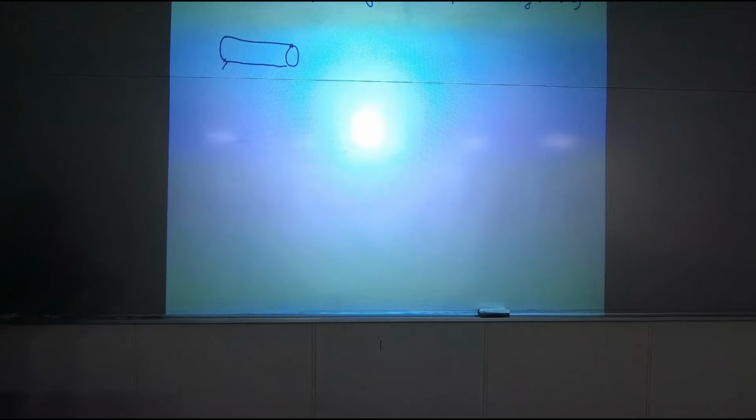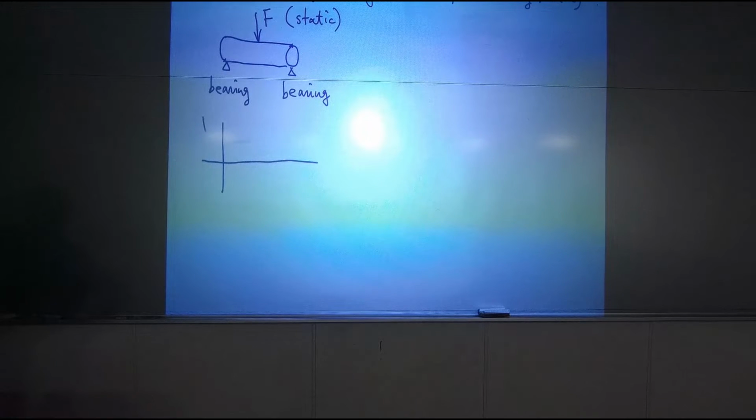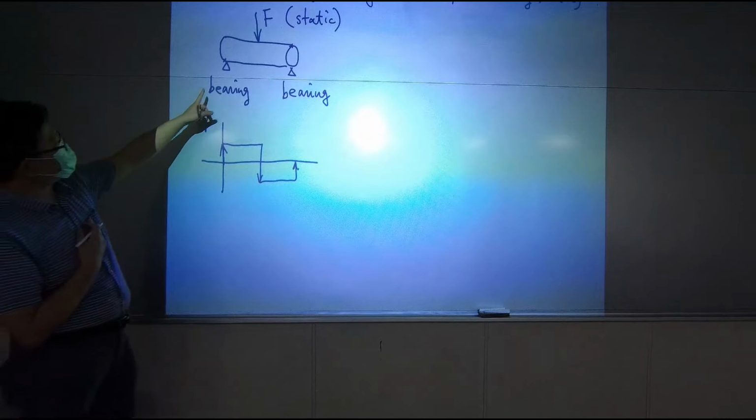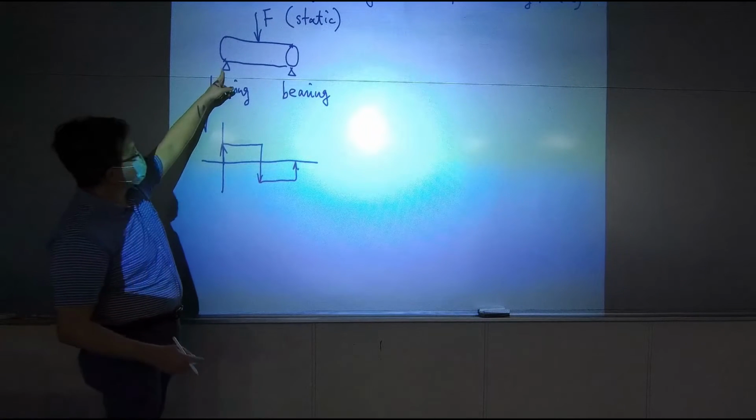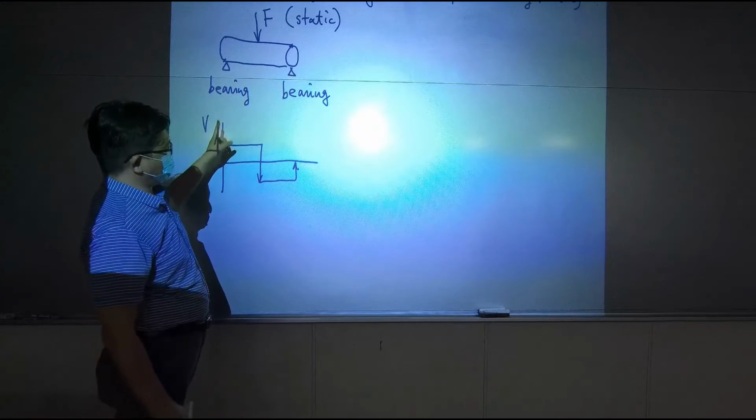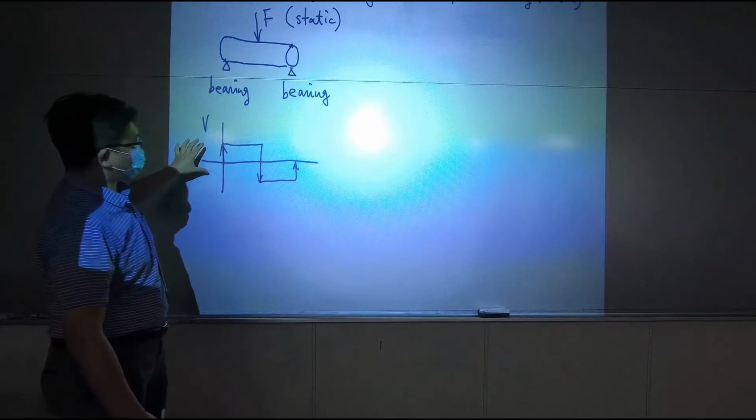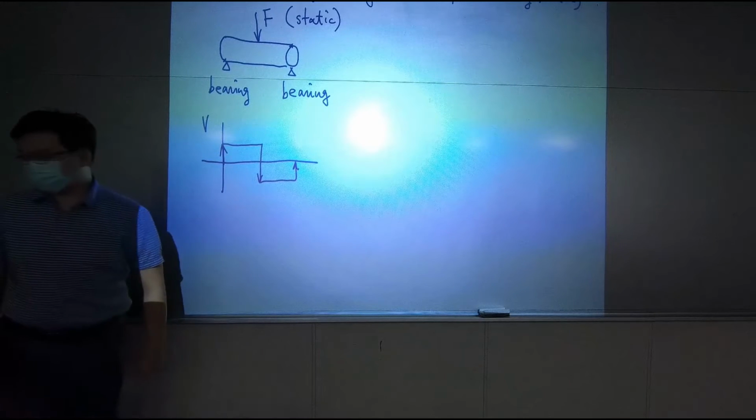So let's say I have a bearing here, and a bearing here, and let's say I have a load right here. So for the static case, the shear will definitely be something like this, right? Because the reaction forces located at both bearings will be facing up. So your shear diagram definitely looks like this.